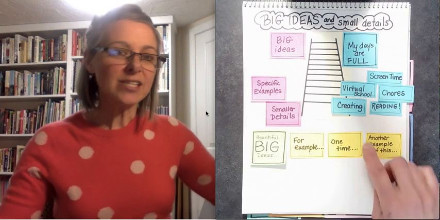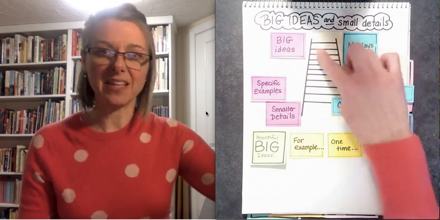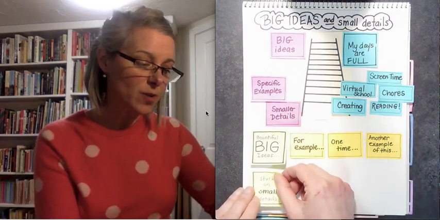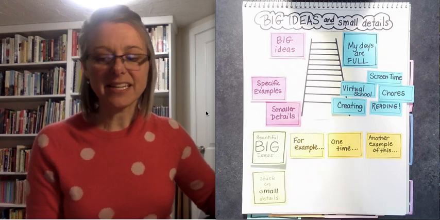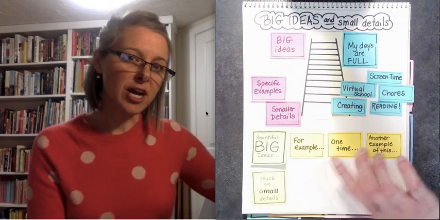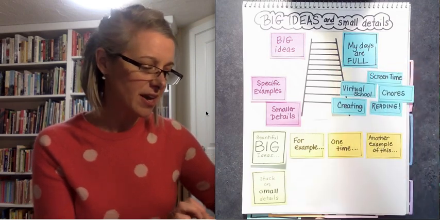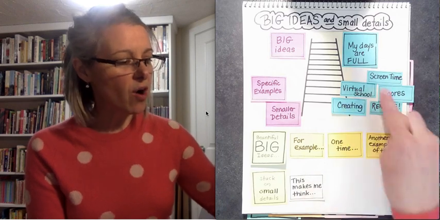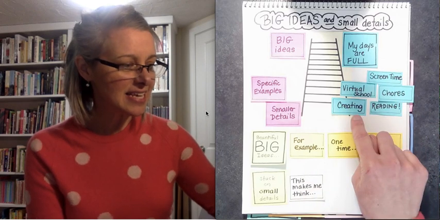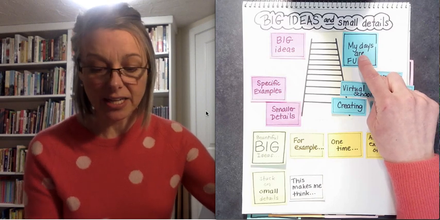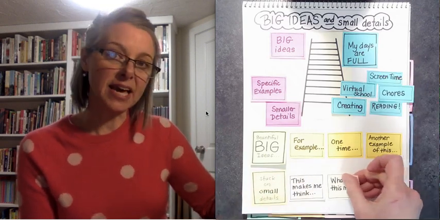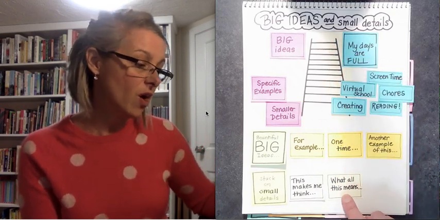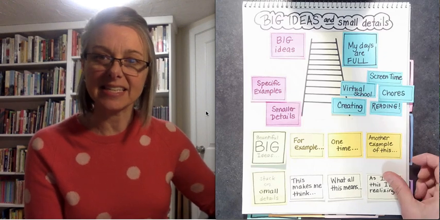Okay, so maybe you're not the kind of kid that's living at the top of the ladder with those big ideas. You're coming up with lots and lots of small details. And so I called that stuck on small details. If that's you, you might want to try to push yourself up to the top of the ladder by saying something like, this makes me think. So when I say all of these things, this makes me think that my days are really full. Other language that could help me get from the bottom of the thinking ladder to the top might be what all this means, or as I say this, I'm realizing.